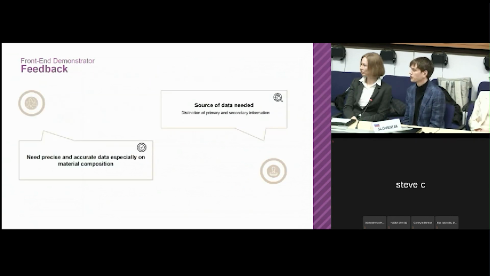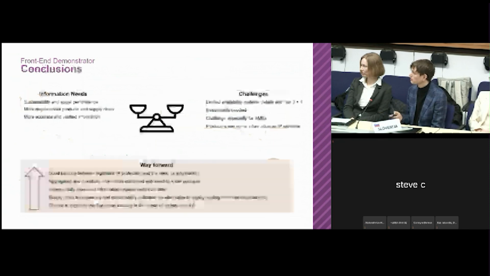We also see from recyclers, they say that material information is very helpful. However, it's important for them that it is accurate, precise and complete. And on the other side, we see from certifiers and public authorities, for them it would also be interesting to receive where the source of data is coming from and a distinction of primary and secondary information.